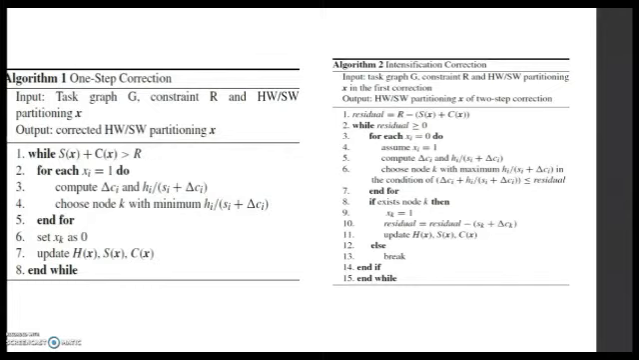So after the first correction, the under constraint individual becomes visible. In order to optimize its solution, it is further corrected by setting the nodes assigned to hardware component as the one implemented on software component. This process is called intensification correction. So algorithm 2 shows you the intensification correction algorithm, where the input is a task graph G, constraint R, and hardware software partitioning X in the first correction, and the output is hardware software partitioning X of two-step correction. So this algorithm here shows you the intensification correction. Now we go to the next slide.